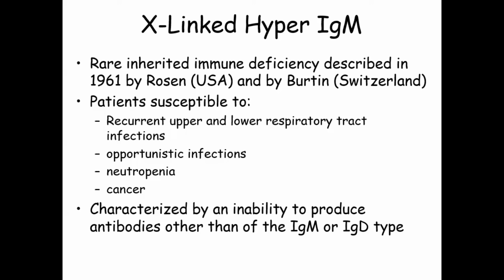Now, the first immune deficiency recognized was agammaglobulinemia in the 1950s, and about 10 years later, hyper-IgM syndrome, the X-linked form, was recognized at that time by two different people, Dr. Rosen in Boston in the United States and Dr. Burton in Switzerland. They noted that these patients had recurrent upper and lower respiratory tract infections. And unlike X-linked agammaglobulinemia, they also had a susceptibility to opportunistic infection, which we only think of as a T-cell defect. There's also neutropenia and a susceptibility to cancer.